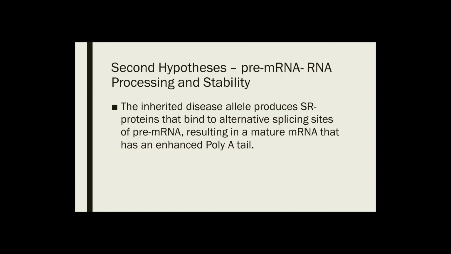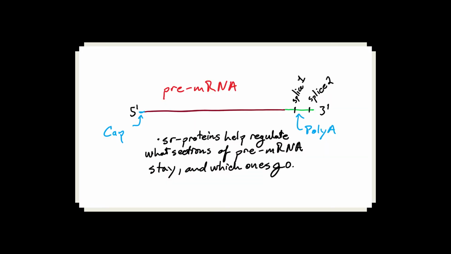Second, the inherited disease allele produces SR proteins that bind to alternative splicing sites of the pre-mRNA that are not normally used, resulting in a mature mRNA that has an enhanced poly A tail. When transcription is terminated, the pre-mRNA strand is cleaved, and processing immediately begins, including the addition of a poly A tail at the 3' end. An additional characteristic of eukaryotic pre-mRNA is that it can have multiple splicing sites, allowing one strand of pre-mRNA to code for multiple proteins depending on how it is cut.